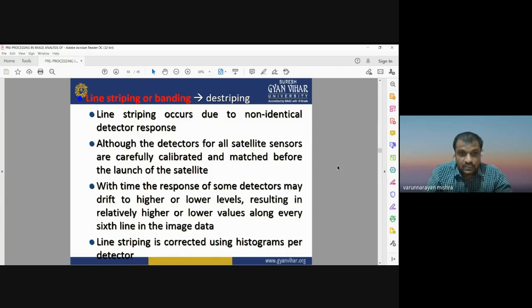Although the detectors for all satellite sensors are carefully calibrated before the launch of the satellite, there may be some problem because of system malfunction or the non-functioning of the detectors. They may drift to higher or lower values, resulting in relatively higher or lower values along every sixth line in the image data. Line stripping is corrected using histogram per detector. These kinds of errors can be easily rectified.